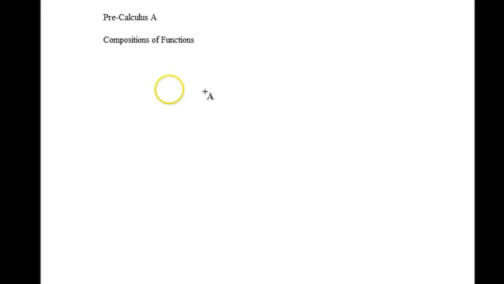Alright everyone, welcome. We are talking about composition of functions. Now composition of functions is basically asking, can you take a function and plug it into another one? Composition of functions also has all their rules.